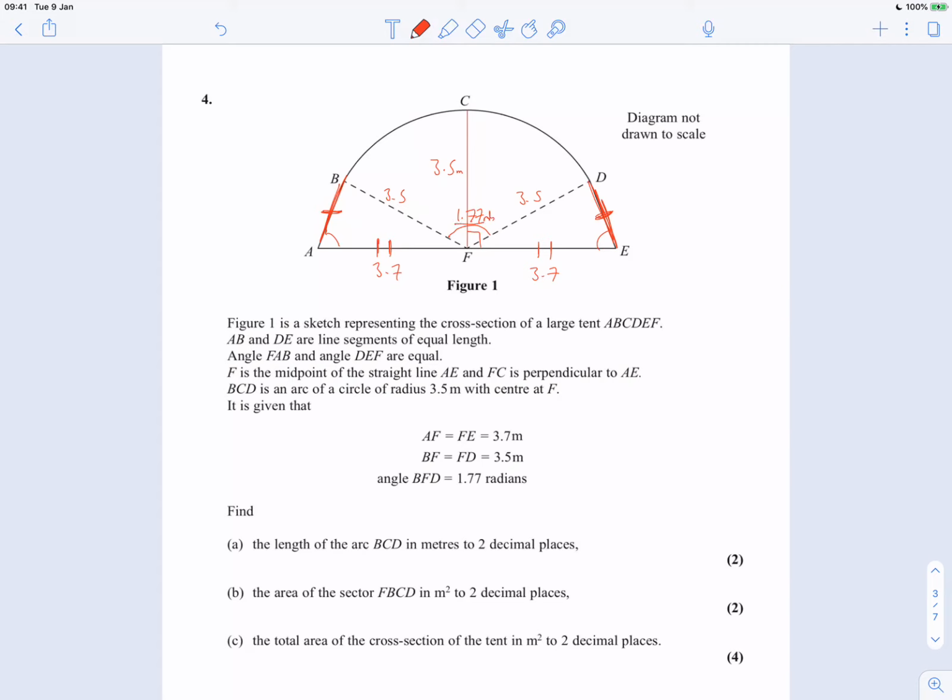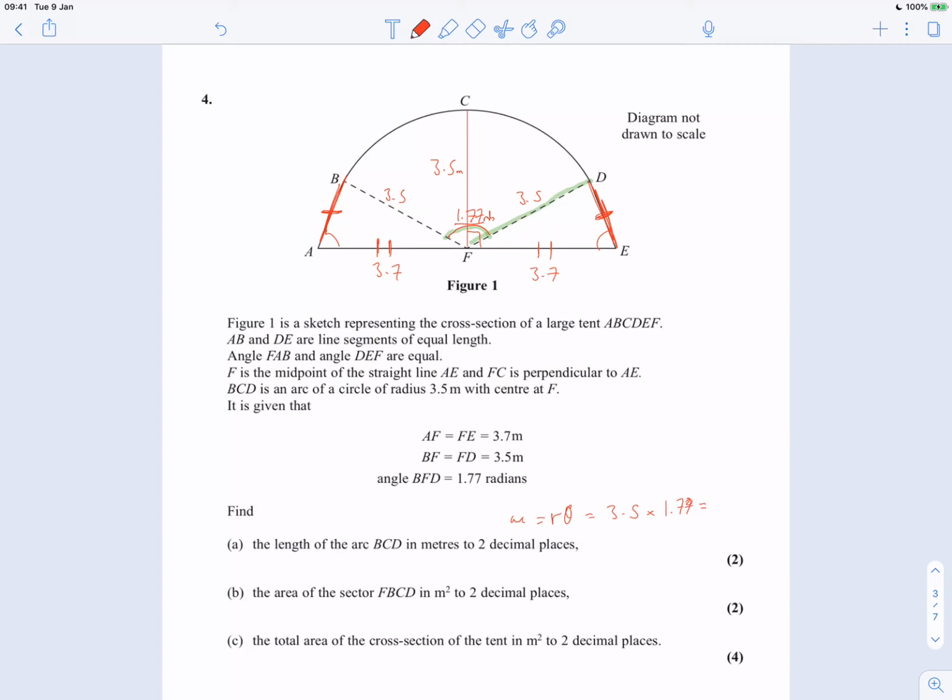Okay, find the length of the arc BCD to 2 decimal places. Okay, that's easy. It's r times theta is the length of the arc. I know what the r value is because it's the radius of this sector, which is 3.5. And I times it by the angle that it subtends, which is 1.77. So all I need to do is 1.77 times 3.5.